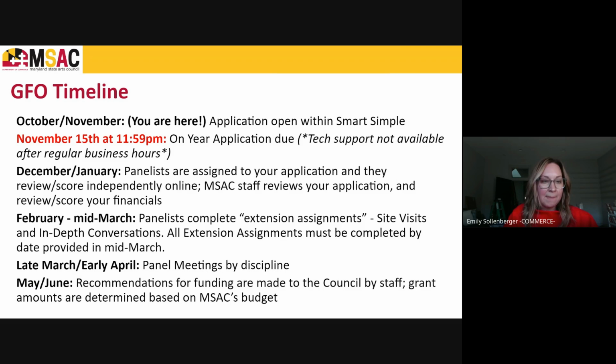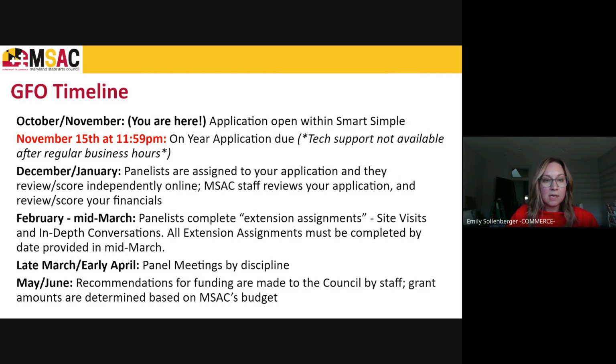Once the applications are submitted, the panelists will then be assigned to your application so they can review and score independently online. That will happen from basically December through January. And then Laura and I will also be reviewing your applications and scoring your financials at around the same time. Once that part is complete, the panelists will then have another training, and they will move into those extension assignments that we just discussed.